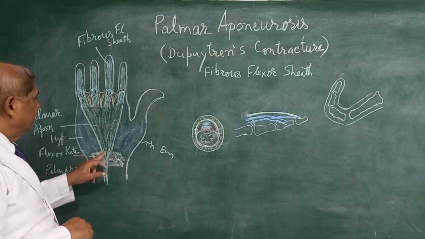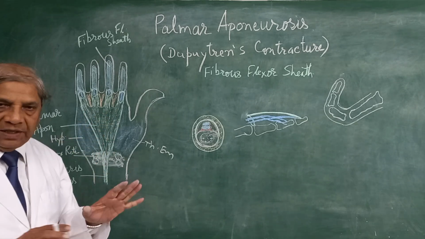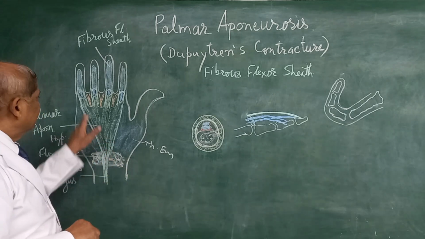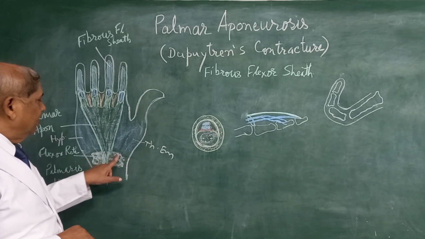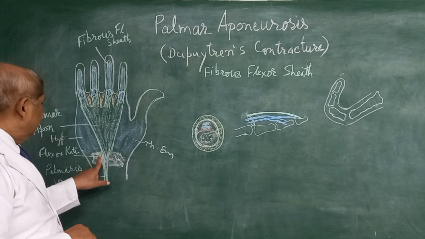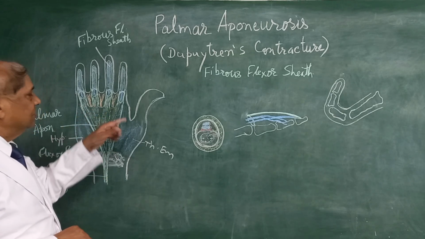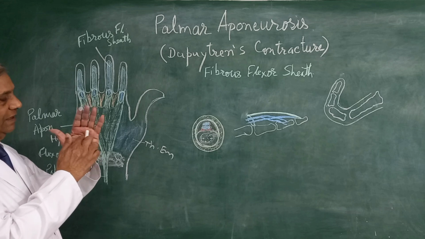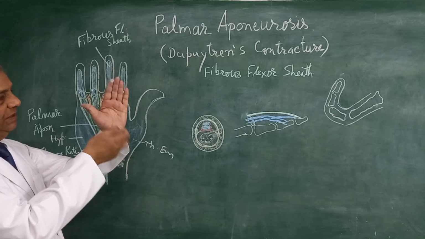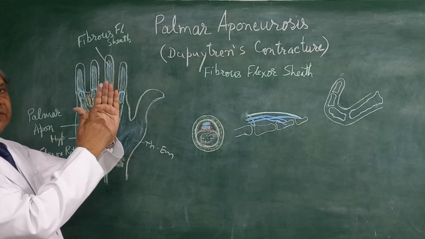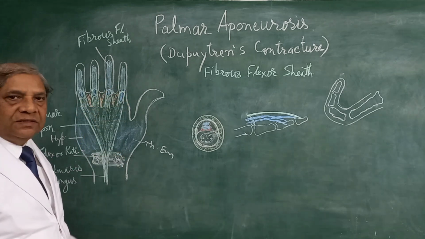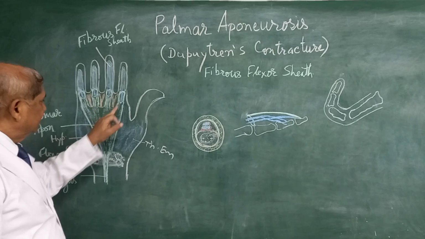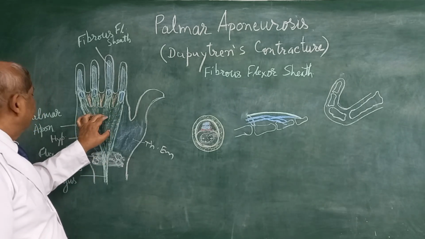This Palmar aponeurosis is triangular in shape. If you see the shape, it is triangular, the apex of which lies at the distal border of the flexor retinaculum here, and the base is very close to the distal palmar crease. See this, this is the distal palmar crease, and very close to it lies the base of this triangular Palmar aponeurosis.